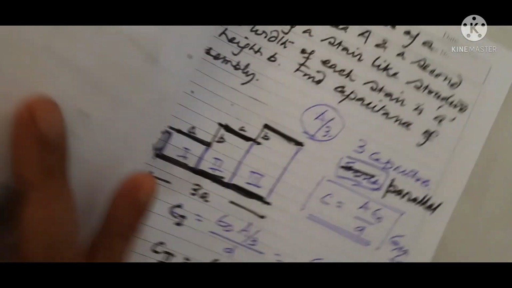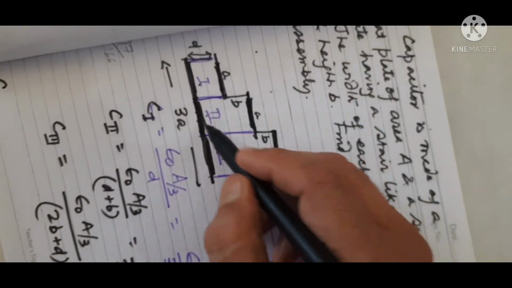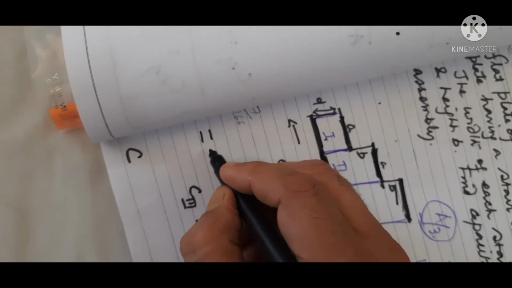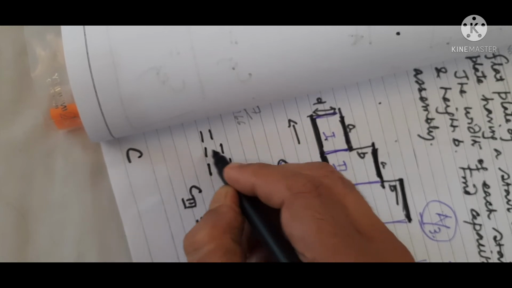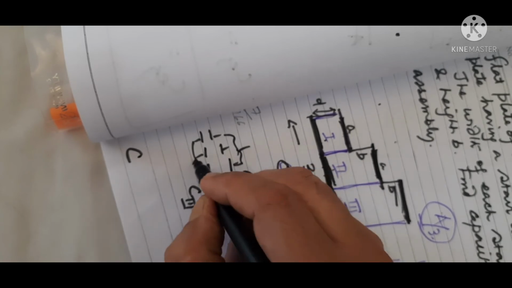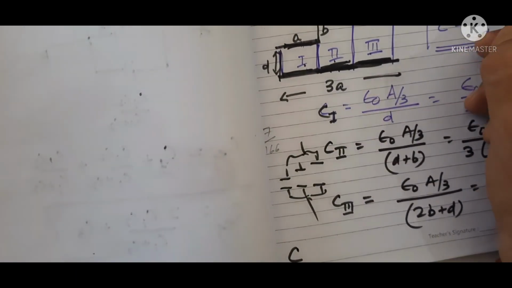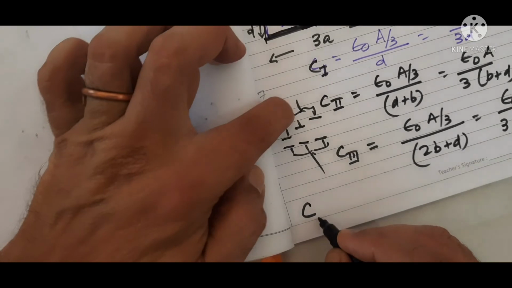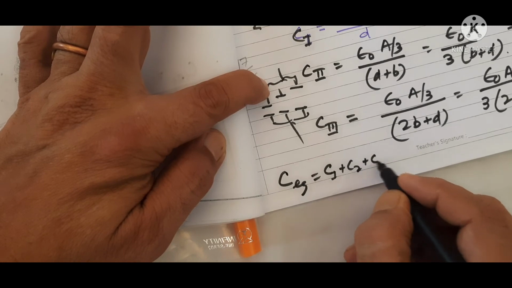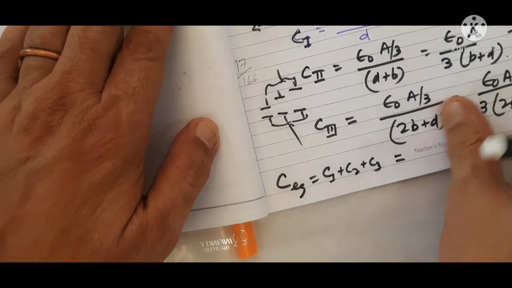Just to see, I am turning the page. This is parallel, meaning its connection is like this, like this, like this. So these three are in parallel, not in series, right? So if they are in parallel, C equivalent will be C1 plus C2 plus C3. If you add them, you will get it.